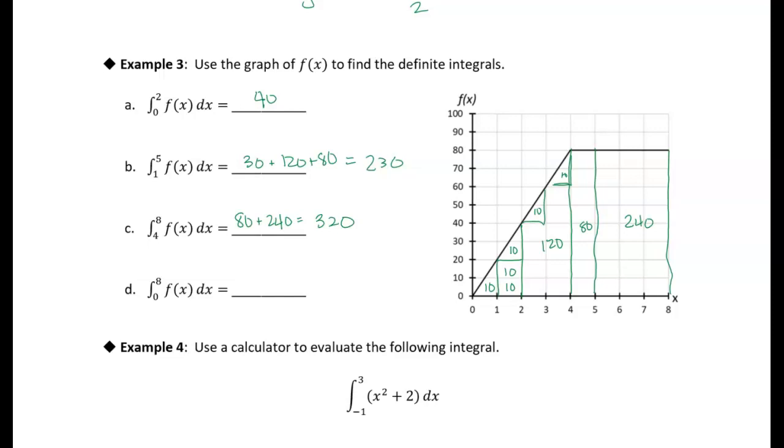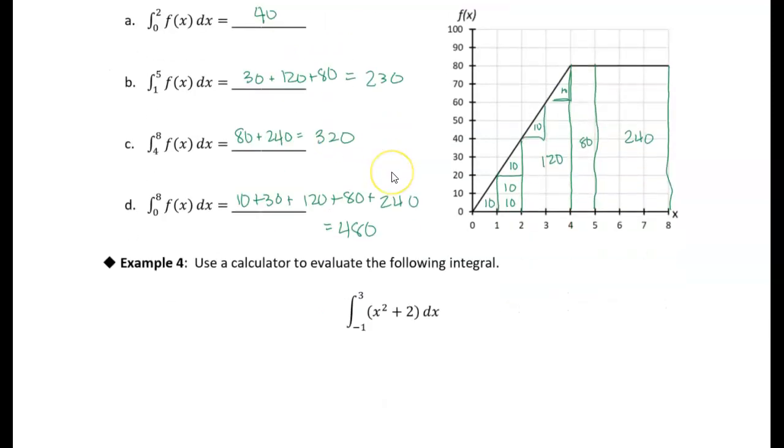And then finally, the last one is we want just the whole area. So I can just add up 10 plus 30 plus 120 plus 80 plus 240. I can add up all the slices and I get 480. Okay, and that's the exact area in this particular case because we're not doing left-hand right-hand sums. You could do left-hand and right-hand sums, but this one you can find the actual area just using geometry.